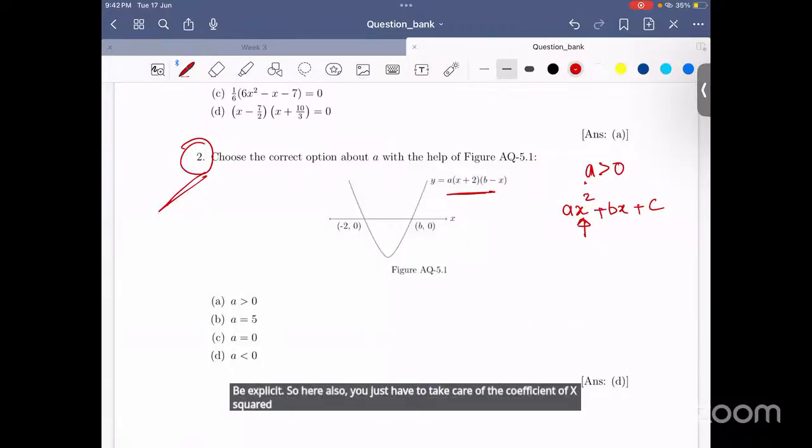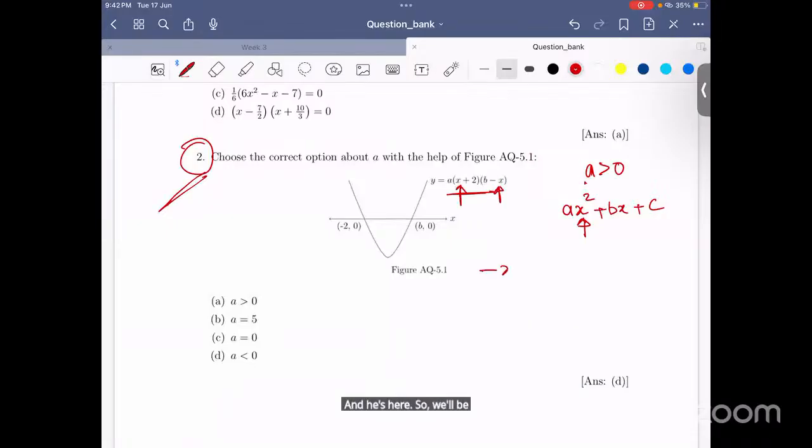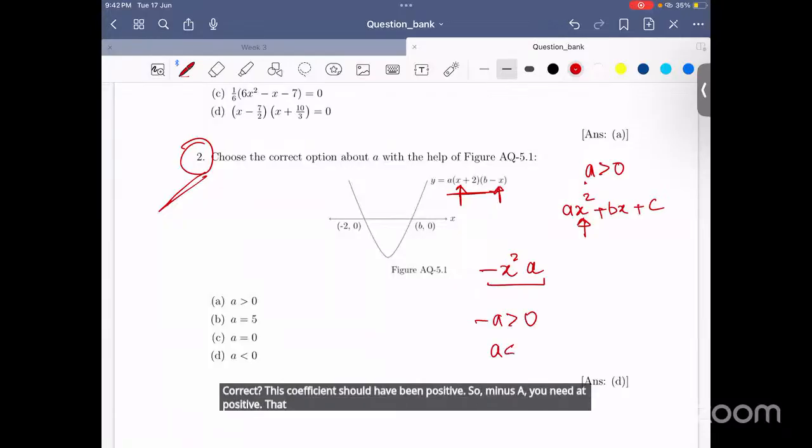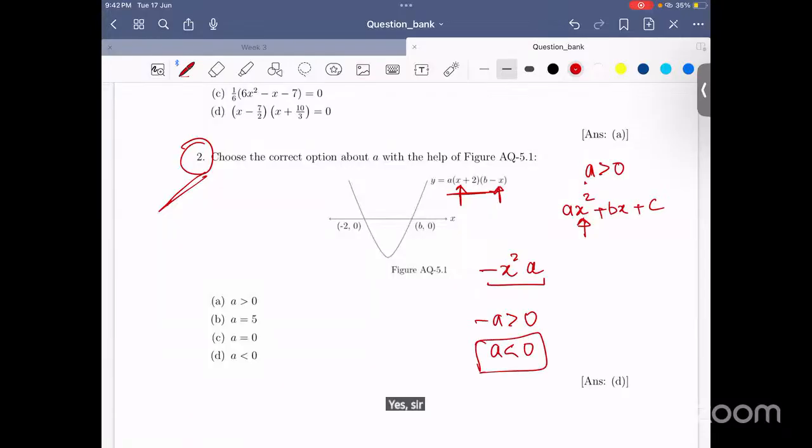If you multiply all those things, what will you get? X square is here, and x is here. So you'll get minus x square times a. This coefficient should have been positive, so you need minus a as positive. That means a should be negative. Oh, okay, sir. Understood. Clear, right?